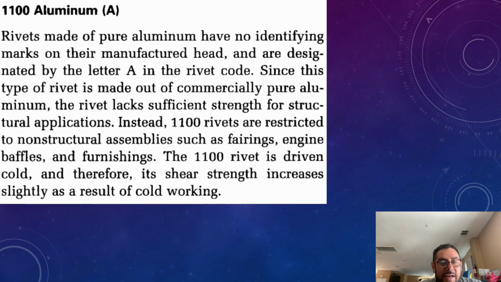Now, briefly, we're going to talk about 1100 aluminum. Rivets made of pure aluminum have no identifying marks on their manufactured head and are designated by the letter A in the rivet code. Since this type of rivet is made of commercially pure aluminum, the rivet lacks sufficient strength for structural applications. Instead, 1100 rivets are restricted to non-structural assemblies such as fairings, engine baffles, and furnishings. The 1100 rivet is driven cold, and therefore its shear strength increases slightly as a result of the cold working.